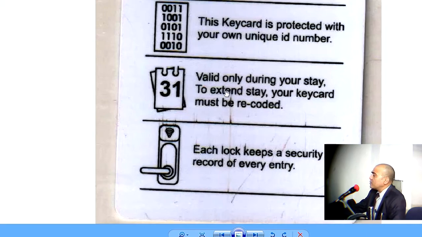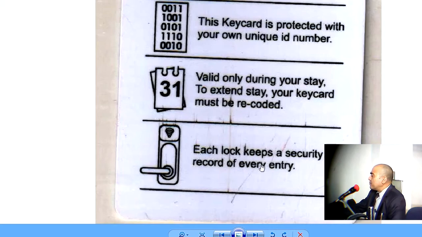In case the guest wants to extend their stay, which means if they want to stay beyond their reservation period that they had originally planned, then the key card must be recoded so that it can be used. And I think a fresh code will have to be printed on this key.